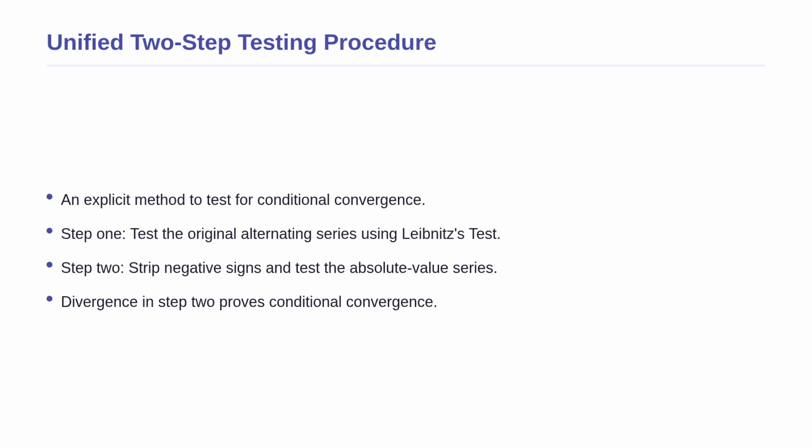So, how do we identify this fragile behavior? Mathematicians use a specific method called the unified two-step testing procedure. This breaks the problem into two distinct phases to prevent confusion. Step 1 requires us to test the original alternating series using Leibniz's test, which checks if the alternating terms shrink to zero. If it passes and converges, we immediately move to step 2. Step 2 requires us to strip away all negative signs and test the new absolute value series using standard positive term tests. If this second step results in divergence, we have successfully proven that the series is conditionally convergent.